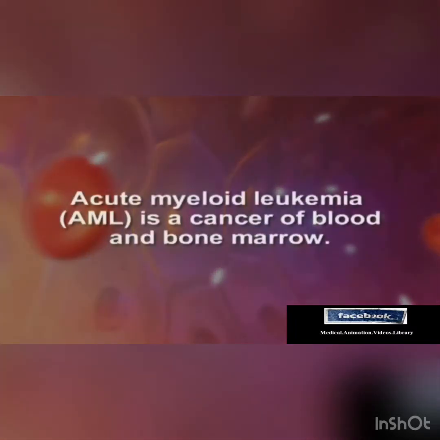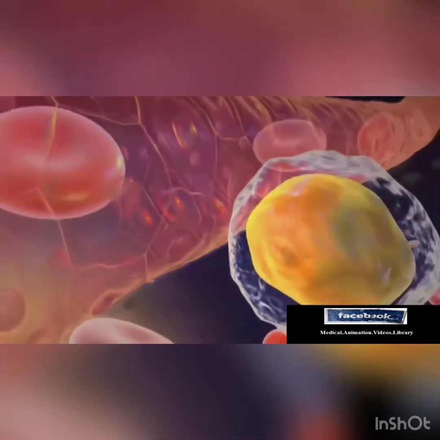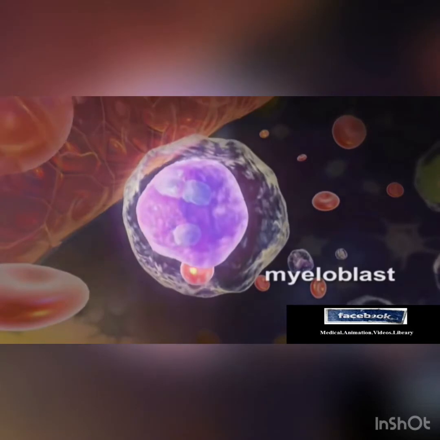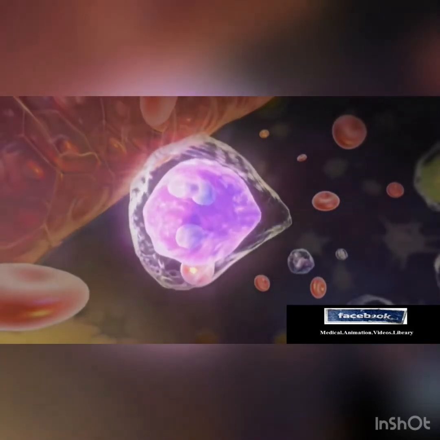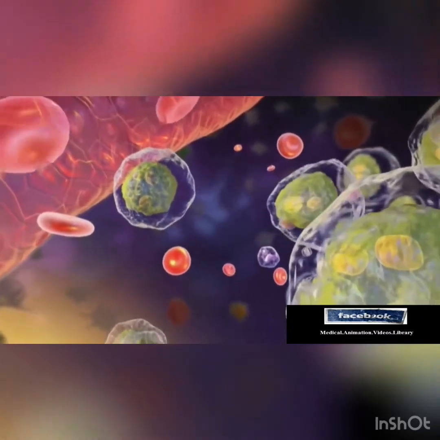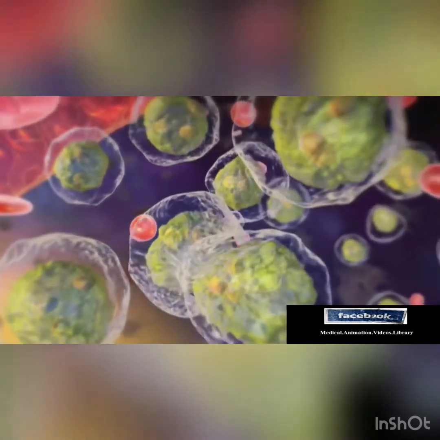Acute myeloid leukemia, AML, is a cancer of blood and bone marrow. In healthy patients, stem cells produce myeloblasts, or blasts, that develop into mature types of white blood cells. In AML, these blasts do not develop into mature healthy cells, but rather develop into immature or abnormal cells.